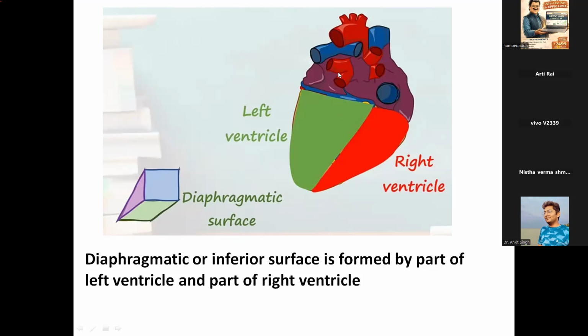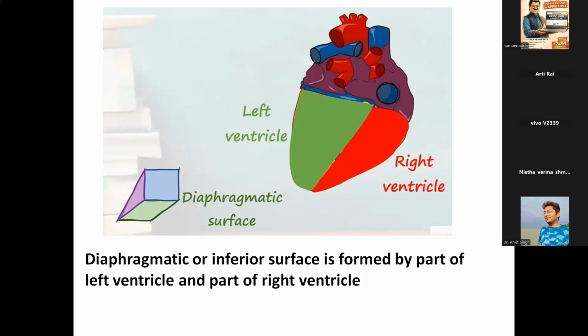This is the base, and this is the posterior inferior or the diaphragmatic surface. Why? Because it lies on the diaphragm, so we call it the diaphragmatic surface, right? Now this is the third surface, the diaphragmatic or inferior surface, formed by part of the left ventricle and part of the right ventricle.